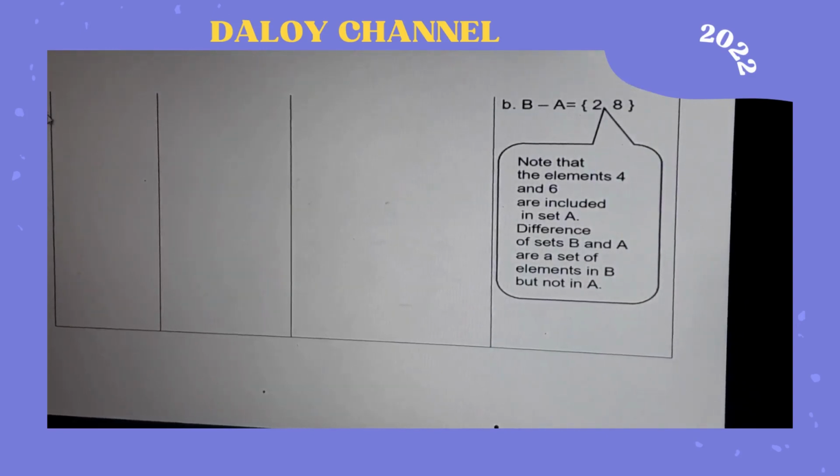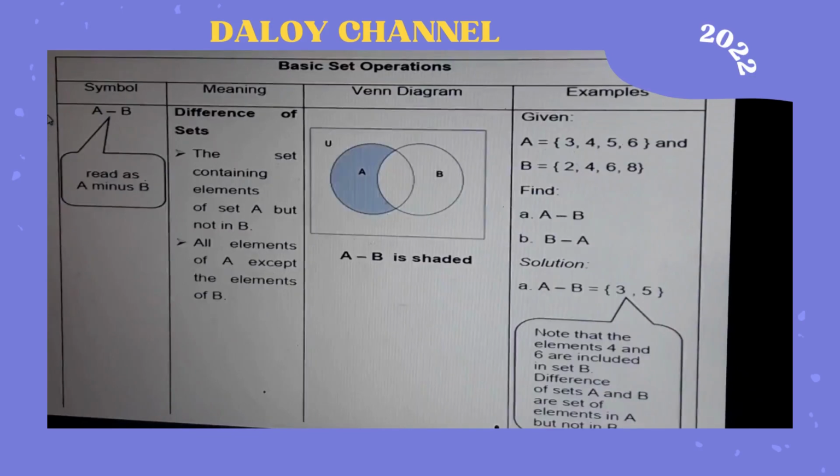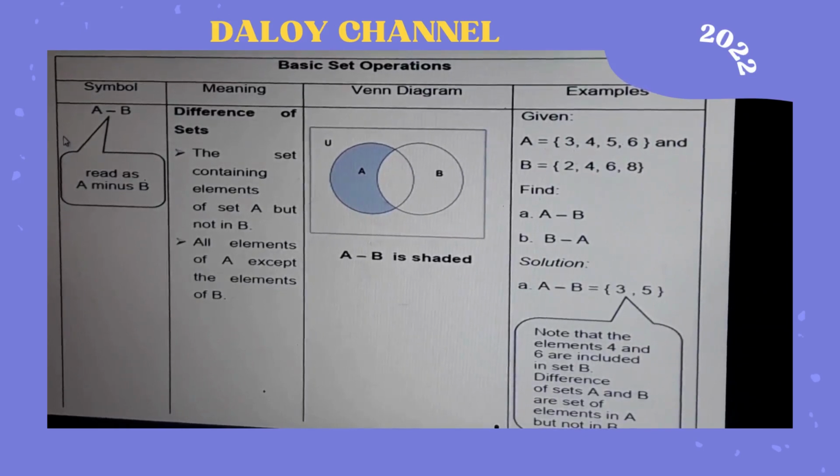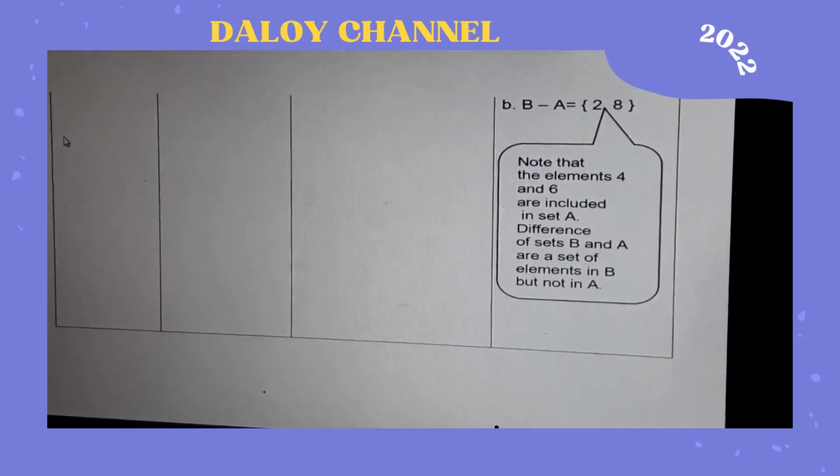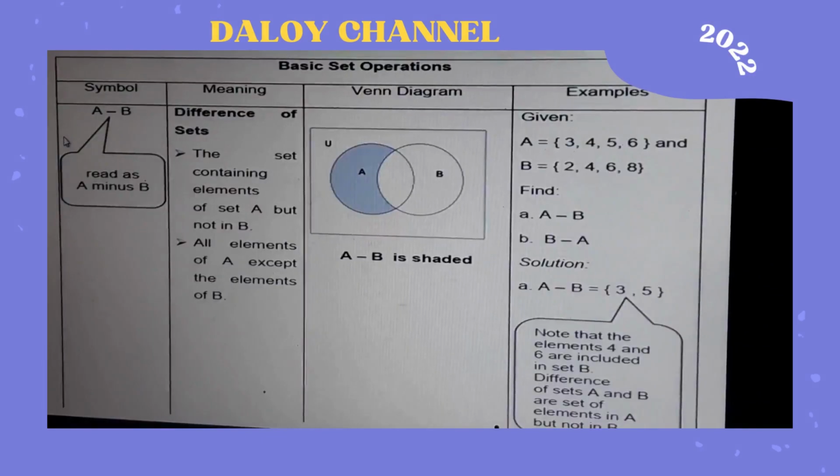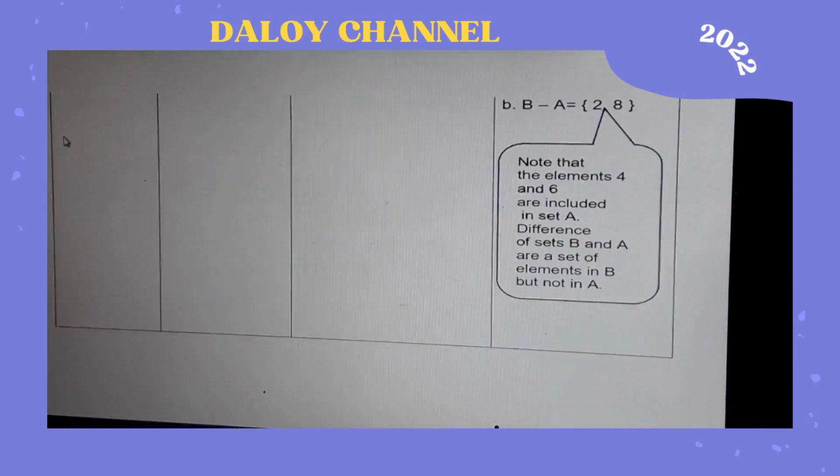While the second requirement, comparing the difference between B and A, we are reversing the arrangement. The minuend is B and the subtrahend is A. So meaning these are the elements in B, not in A. So what are those elements, comparing sets A and B? These are 2 and 8.